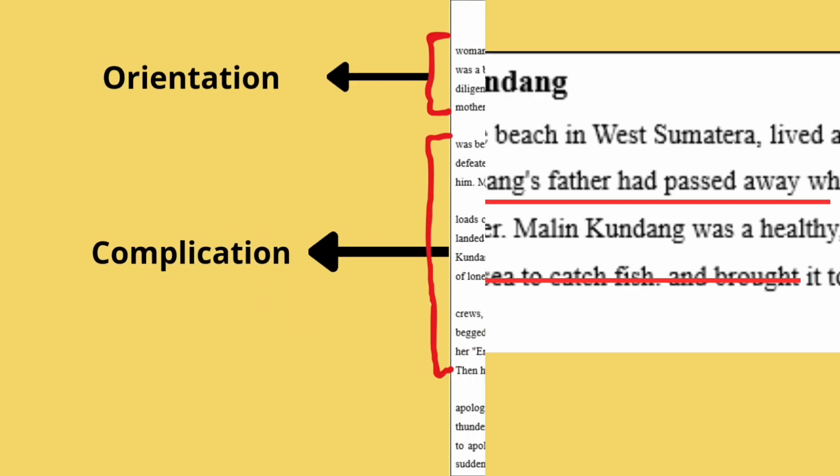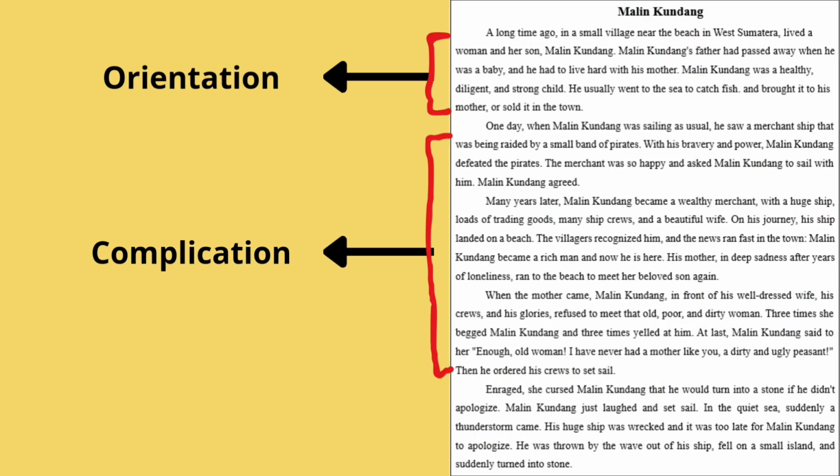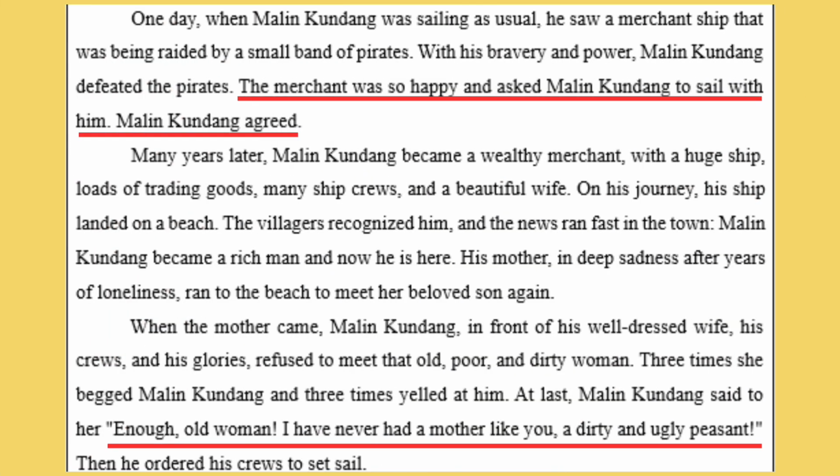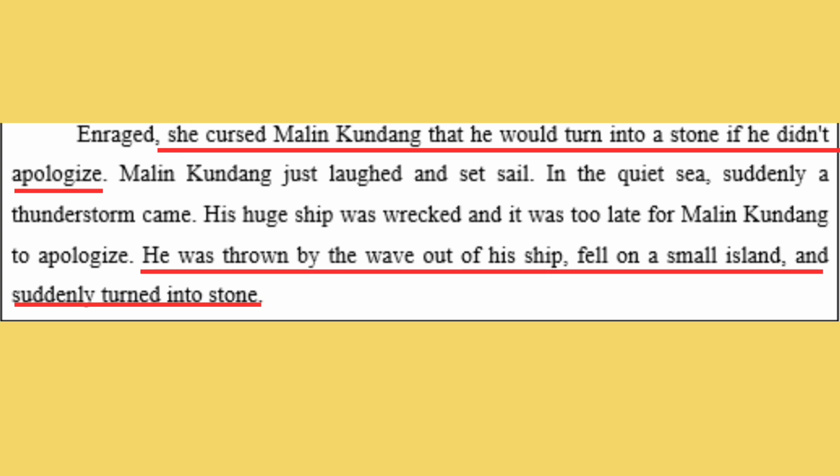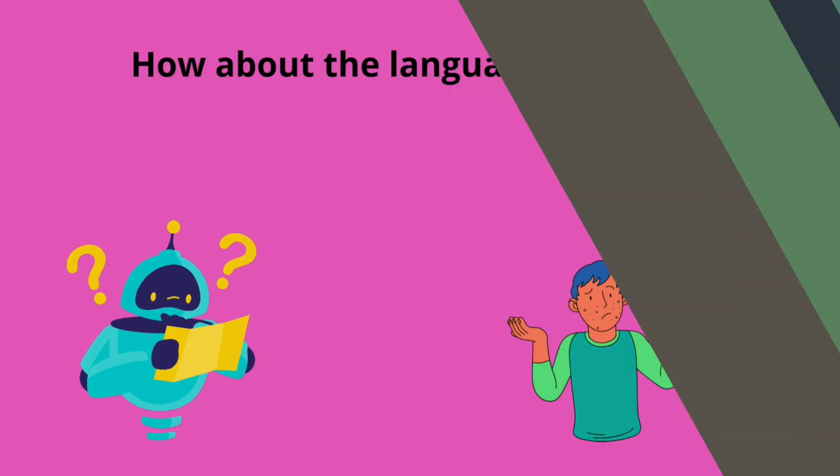The complication part is found in paragraph 2 until paragraph 4. These paragraphs explain the beginning of the story when Malin Kundang gets a new job, and the peak of the problem when Malin Kundang expels his old mother when he returns to his hometown. And the resolution part is in the last paragraph, when Malin Kundang's mother is angry and curses Malin Kundang into stone.